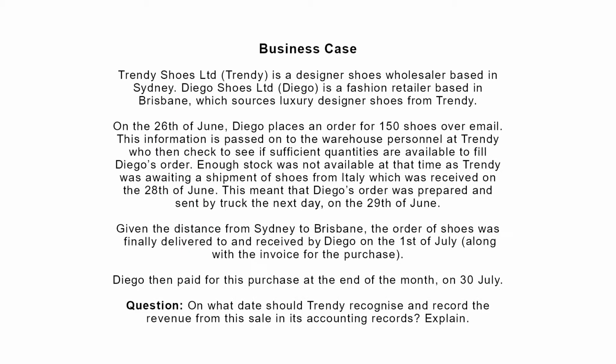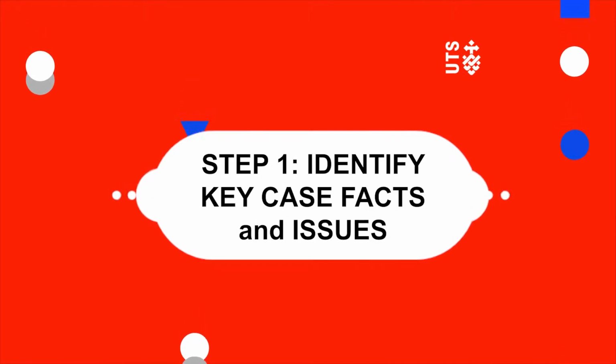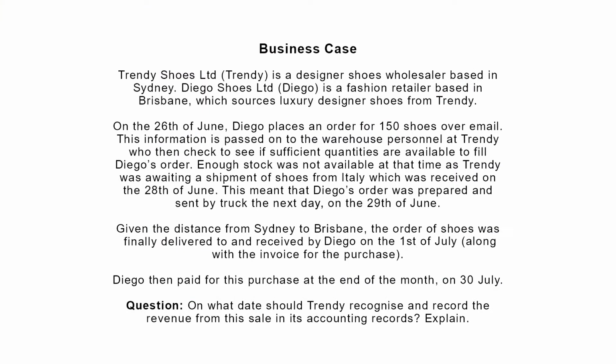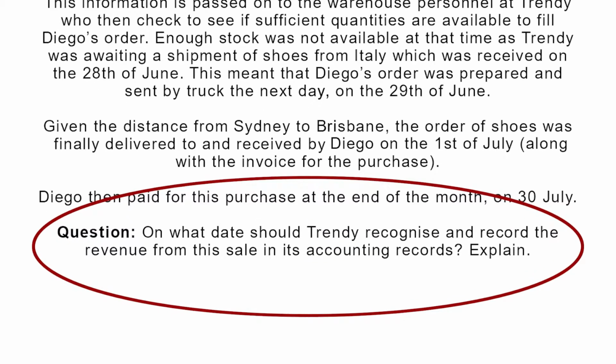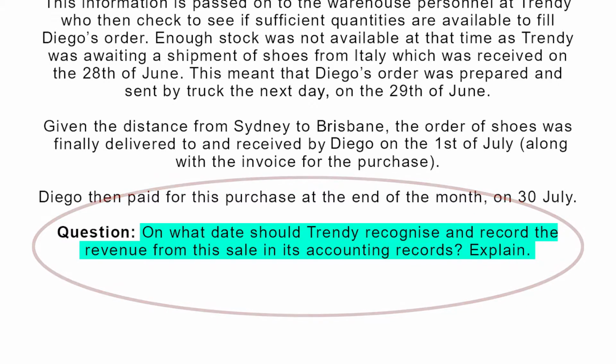So let's apply these steps to our case example. Step 1. Identify the key facts from the case. You don't know what's important in the case unless you know what the question is asking for. So my advice is to read the question first rather than the case. In this scenario, the question is, on what date should Trendy recognize and record the revenue from this sale in its accounting records? Explain. Once you know what the question is, you can read through the case to identify the key facts which will help you answer the question.